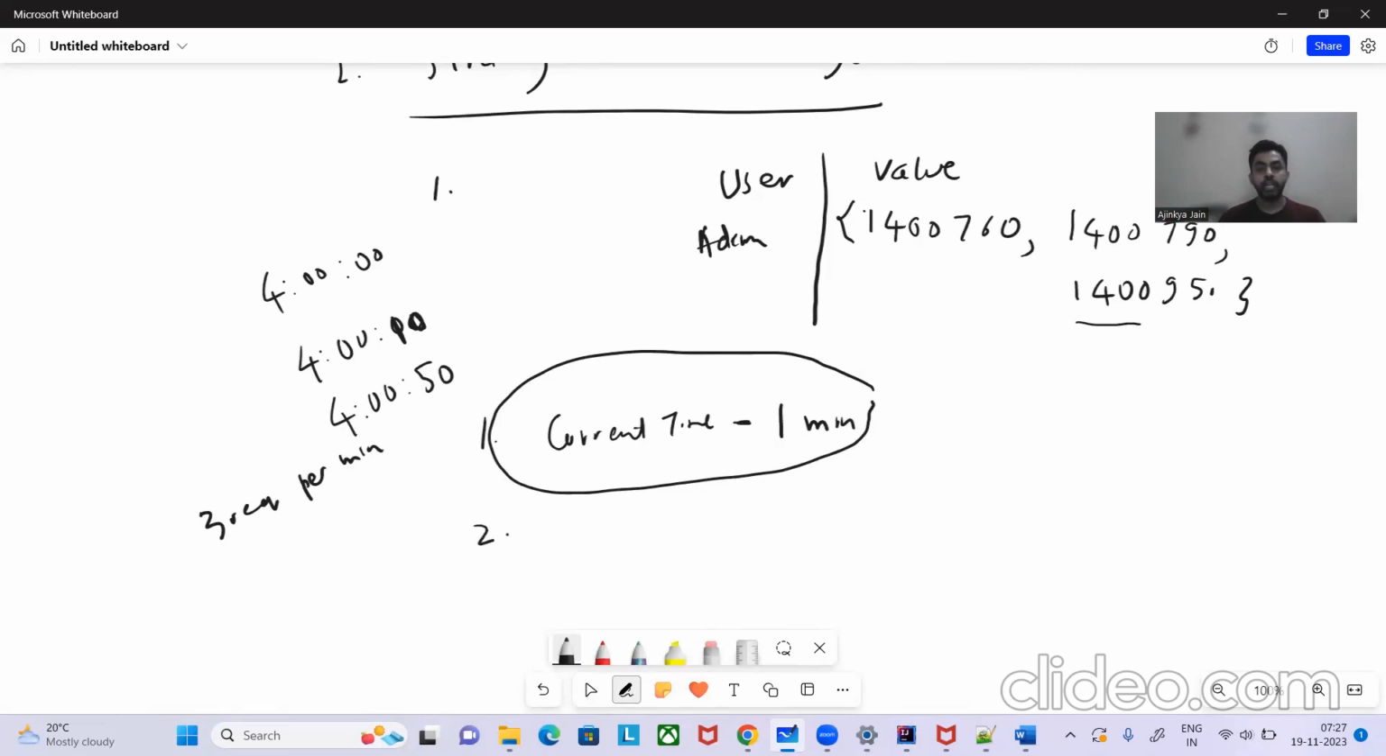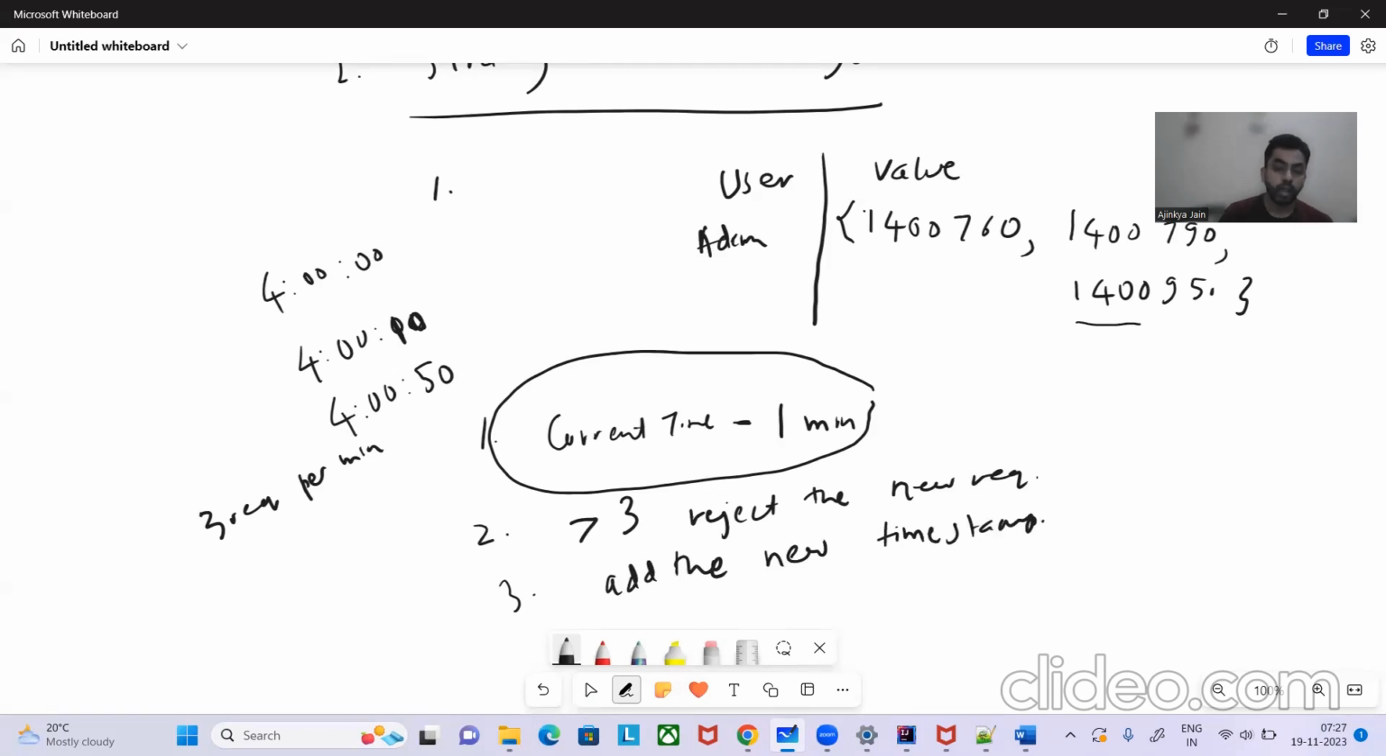And then we'll see how many timestamps are remaining. If it is more than three, then reject the new request. If it is less than three, then add the new timestamp and allow the request.